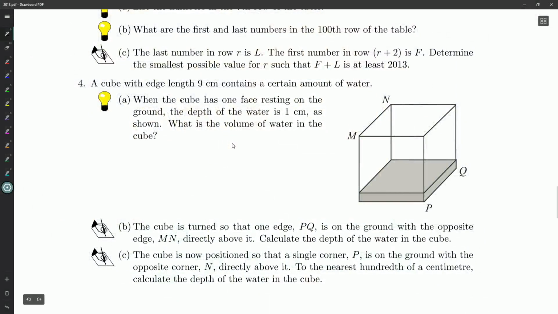A cube with edge length 9 centimeters contains a certain amount of water. Okay, A part. When the cube has one face resting on the ground, the depth of the water is 1 centimeter, as shown. What is the volume of the water in the cube? Okay, that's not that bad. The water forms a prism. So a square-based prism.